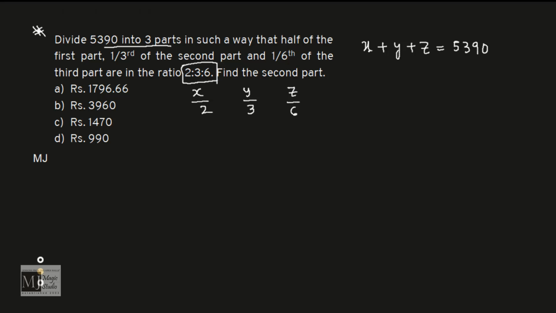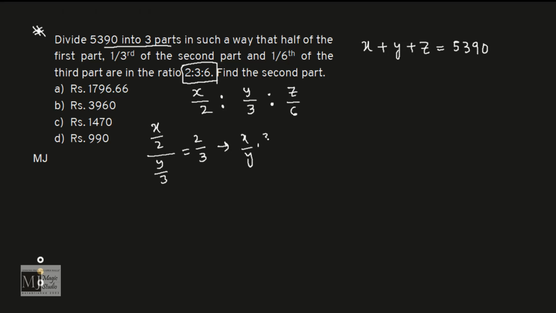Now, I've seen people making mistakes. They have taken x is to y is to z as 2:3:6. No dear, this is not it. Half of the first part is to 1/3 of the second part and 1/6 of the third part, whereas they are in the ratio of 2:3:6. That means x by 2 upon y by 3 was in the ratio of 2 by 3.